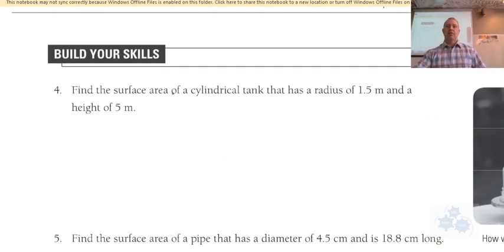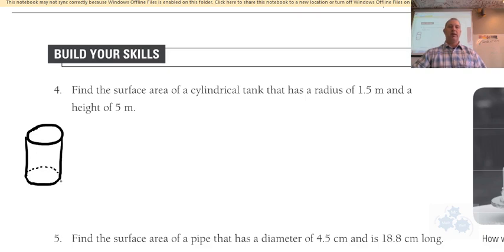Find the surface area of a cylindrical tank. Cylindrical is the adjective used to describe something that is the shape of a cylinder. A cylindrical tank that has a radius of 1.5 and a height of 5. So we're going to draw that. We draw a circle there and draw the sides, and a rounded bottom, that's how you make a cylinder. The other edge of the bottom would be in the background. You can't really see it, so you might want to make dotted lines like that. That means it's hidden from view.